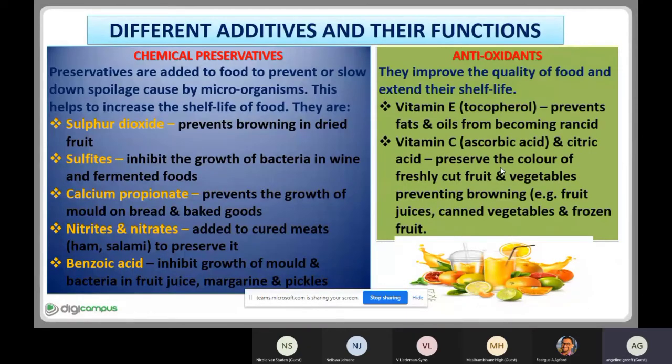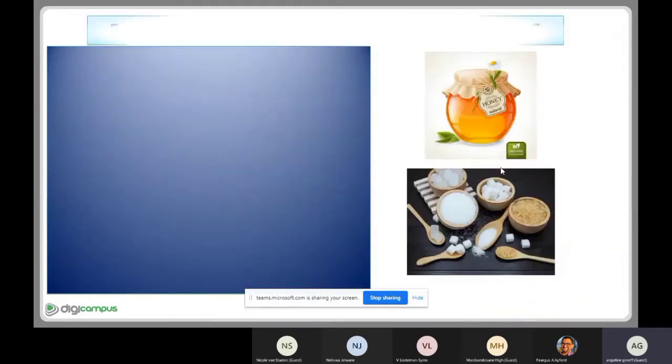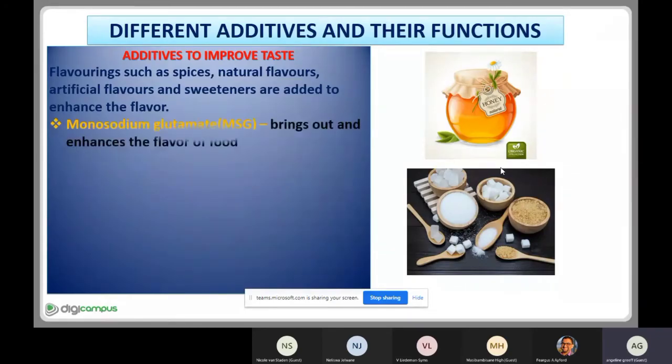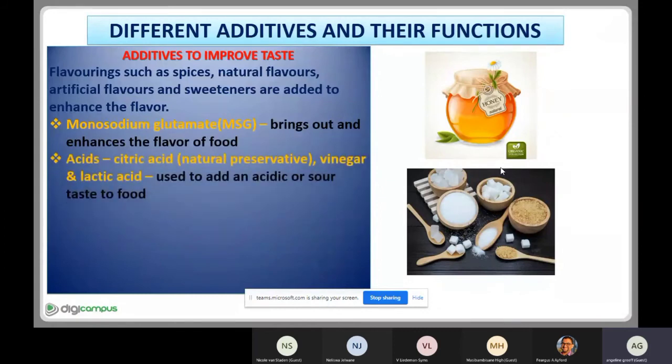This is a lot of information, but it's information that you need to know, unfortunately. Okay, so that is what I'm trying to say. You need to know the different additives and their functions, and then the examples that we have under these ones. Okay, there are the additives to improve taste, right? So we get some natural ones, sugar, etc., and we also get artificial sweeteners, right? Monosodium glutamate, MSG. Okay, there are just a few things that I'm going to change in your notes.